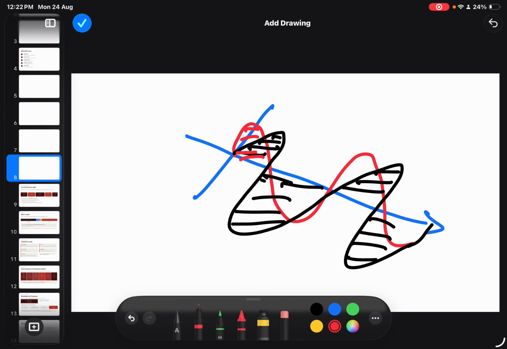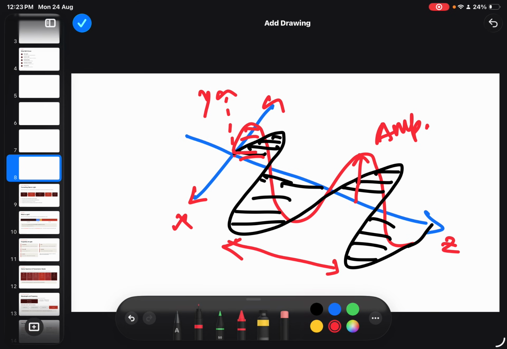Similarly, let me call this one the Z component, this one the X component, and the one perpendicular to it the Y component. Now this represents, as I told earlier, the amplitude. One wave cycle from here to here is nothing but your wavelength. Now the vertical component represents the phase.